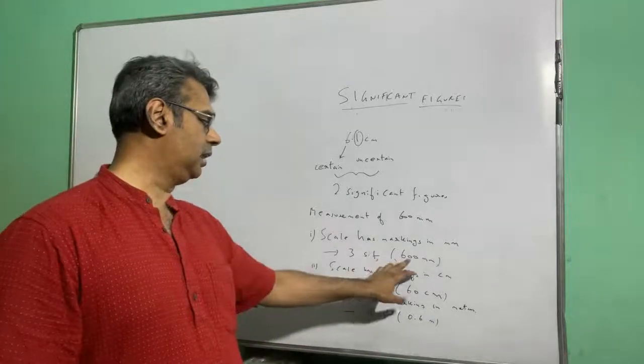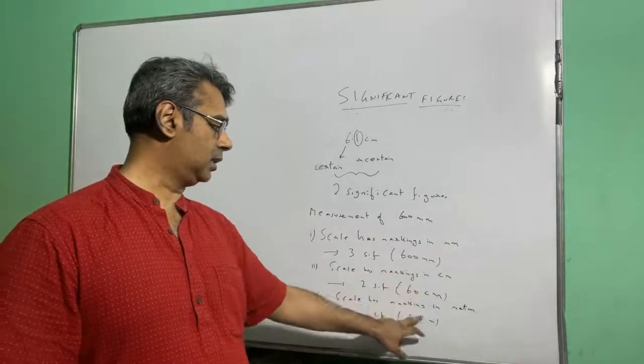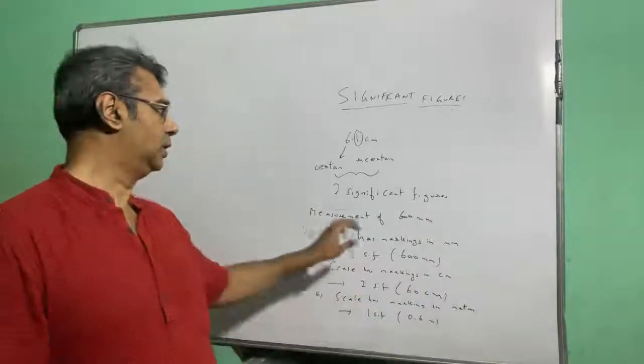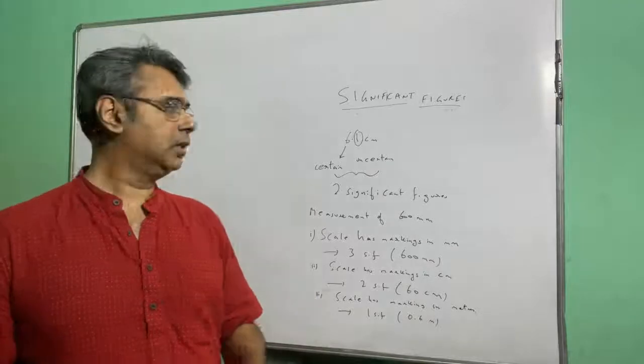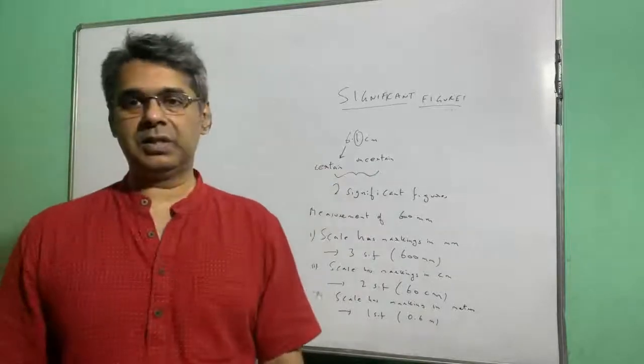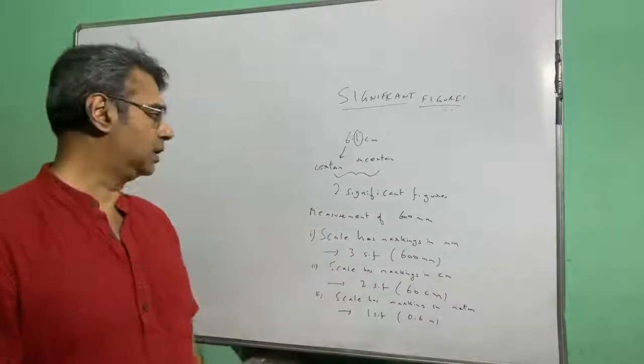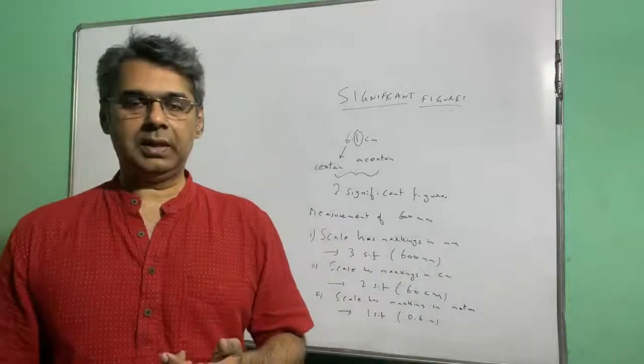So these three are all certain, these two are certain, and this one is doubtful. So the total number of certain and doubtful digits (uncertain and doubtful are synonymous) is called significant figures. So this is a very strange thing that is happening.